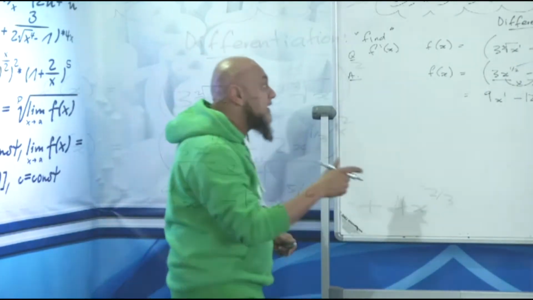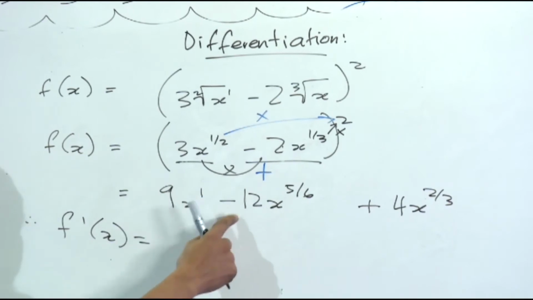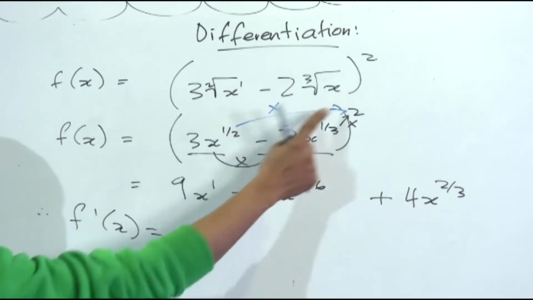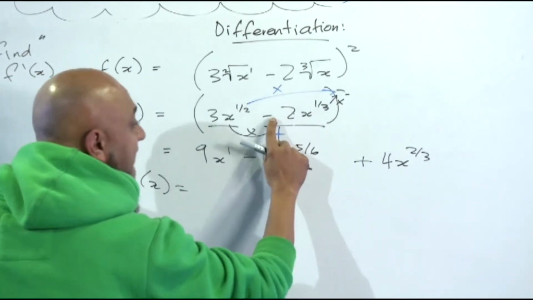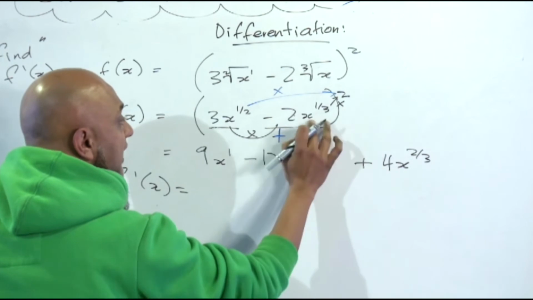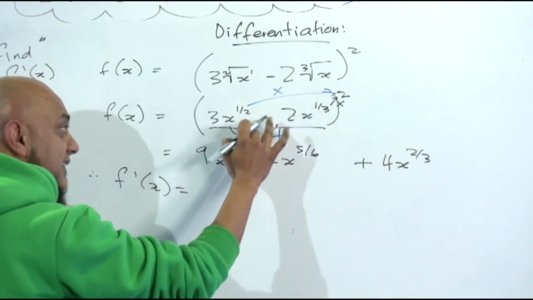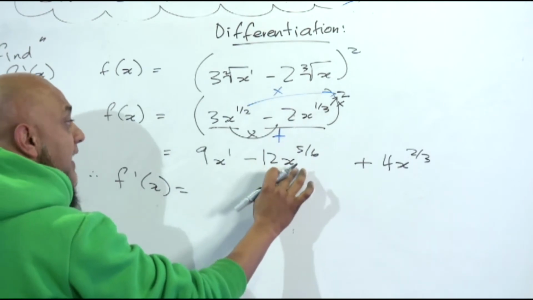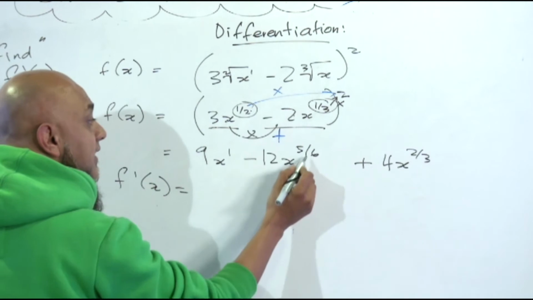We now need to find the derivative. Therefore, f dash x is equal to, just quickly to show you what we did here, squared the first term, 3 squared 9, half times 2 is 1. Squared the second term, negative squared is positive, 2 squared is 4, x to the power a third times 2 is 2 over 3. We multiplied the 2, minus 6 times 2, minus 12, x to the power, because we're multiplying, we add the powers, half plus a third, 5 over 6.